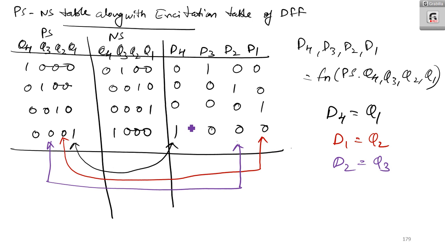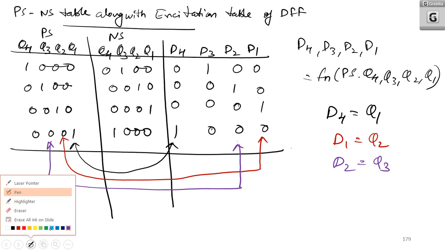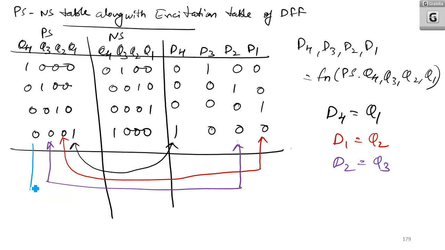Now coming to the last one. Now if it is 1, 0, 0, what we can see? We can see that the Q4 column is exactly the same as that of the D3 column. Therefore we can write D3 is equal to Q4.